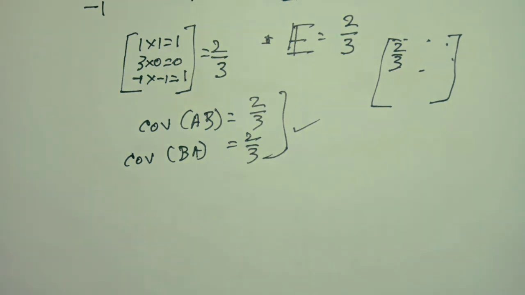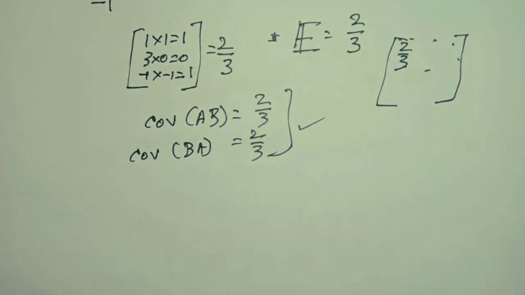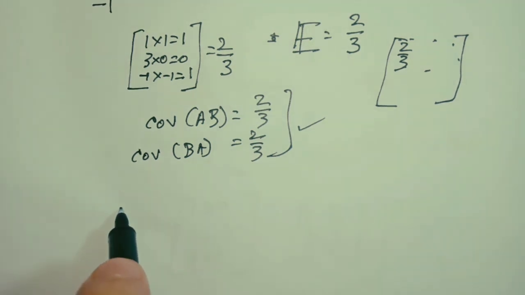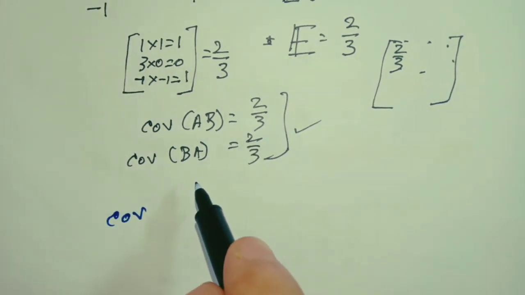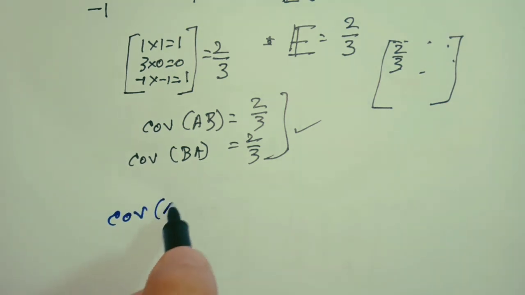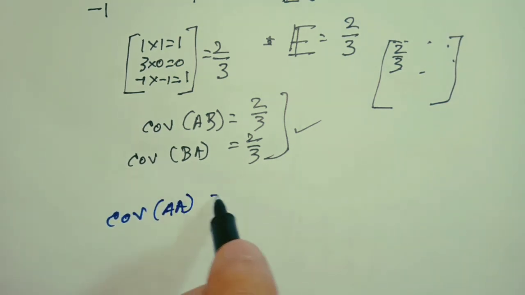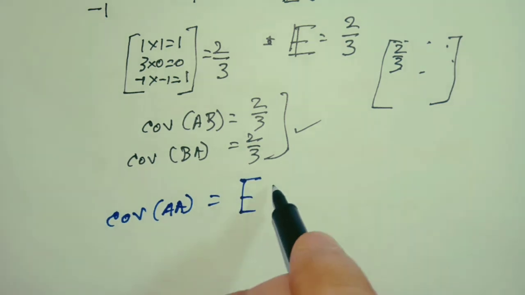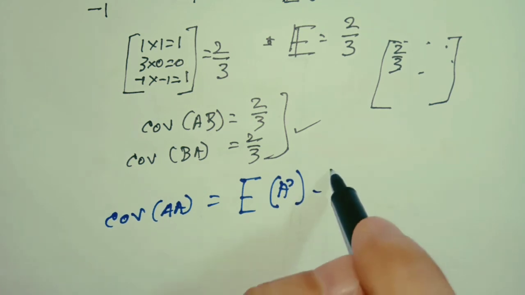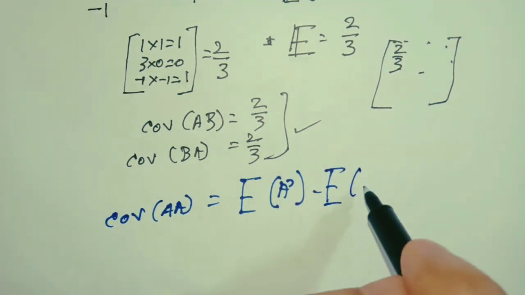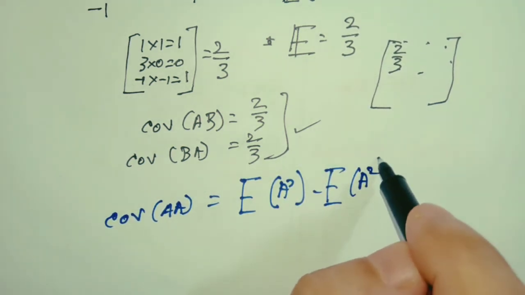So, covariance between A and A. Can we calculate the covariance between A and A? Let us see that quickly. So in this part we can find the covariance values: AB we have got, BA we have got, and now we are calculating AA. For AA we will use the expected value of AA, which would be A squared, minus the expected value of A, again squared.